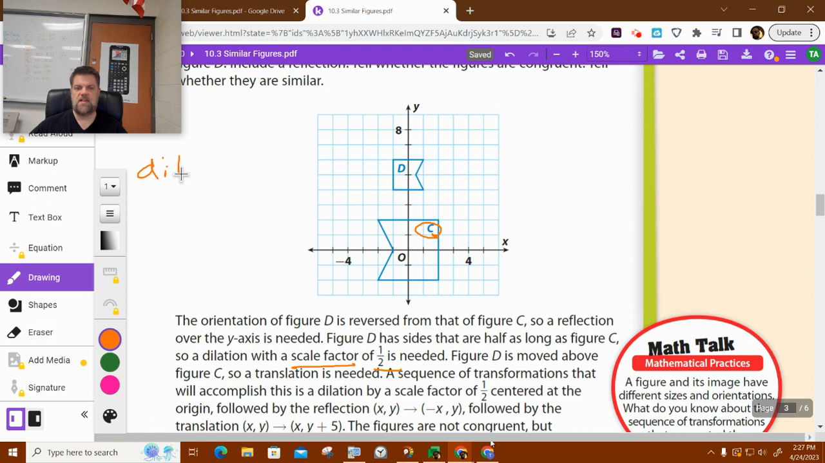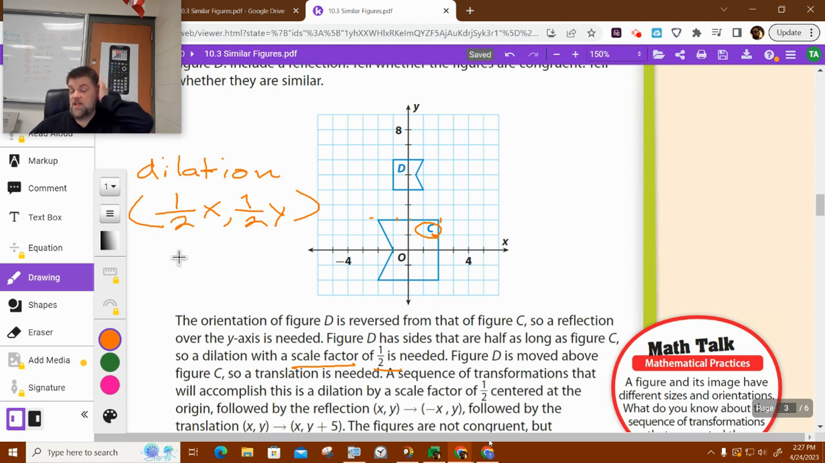We did a dilation. And you say, Mr. Adams, how do you know it's 1/2? Well, look, this length right here is 1, 2, 3, 4. The length of this is 2. So it's 1/2 times x, 1/2 times y.